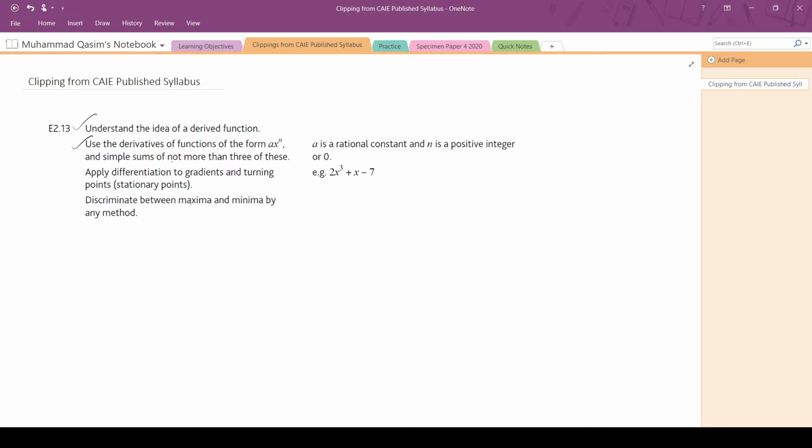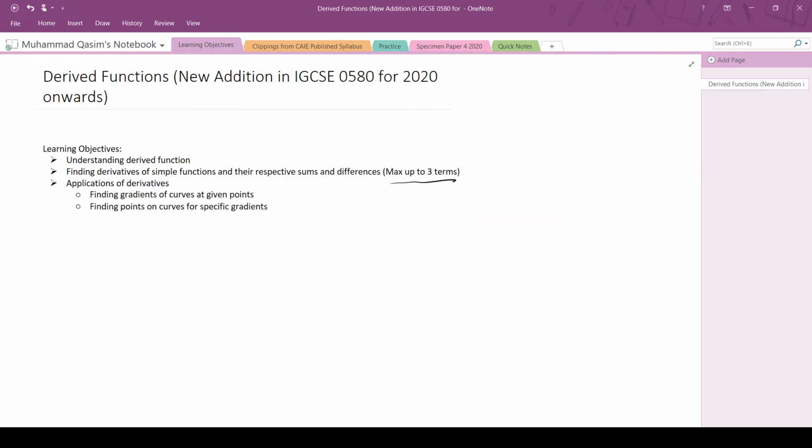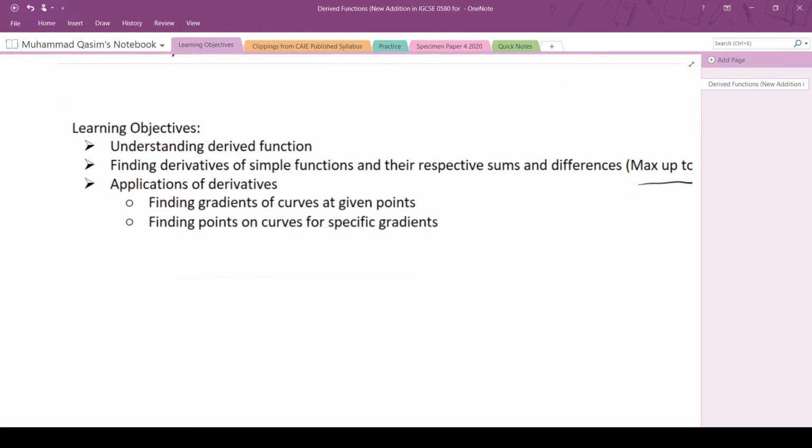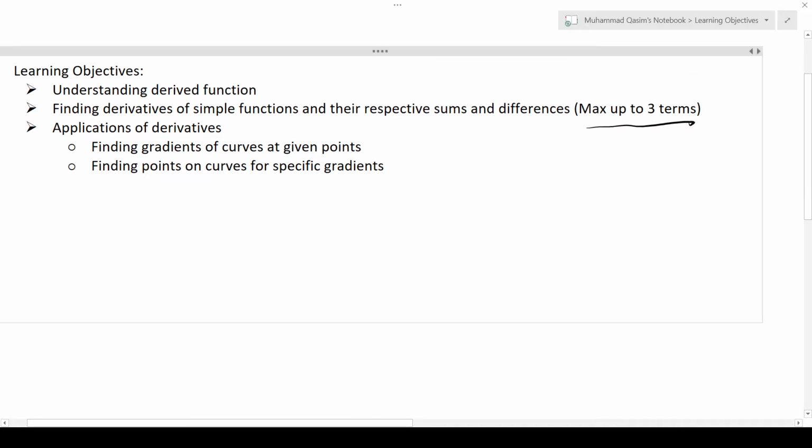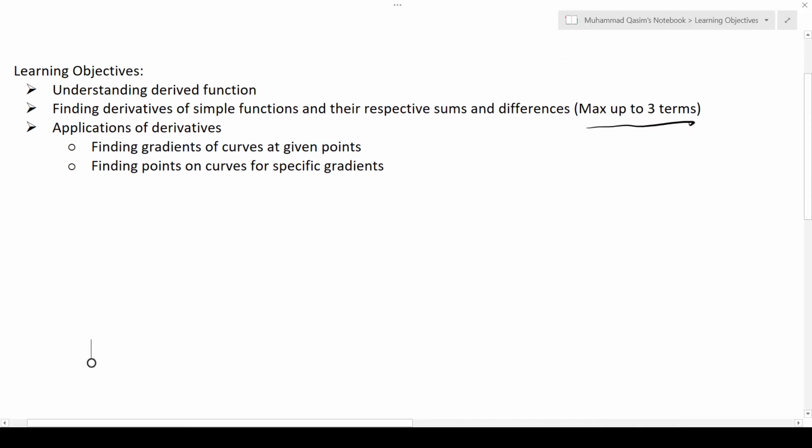In the second video, we shall be doing these two applications as well, which are applying differentiation to find gradients and turning points, and discriminate between maxima and minima by any of the methods. Now, first of all, let's just see what we actually mean by derived function here.